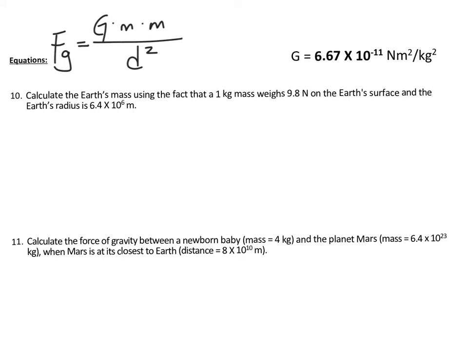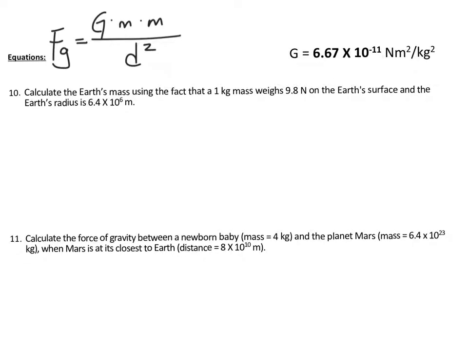Okay, so when I'm looking at my first problem here, number 10, it wants me to calculate the Earth's mass using the fact that 1 kilogram mass weighs 9.8 newtons on the Earth's surface, and the Earth's radius is 6.4 times 10 to the 6. Okay, so we're going to be dealing with some very large numbers, or maybe even some very small numbers. So scientific notation is going to be very important.